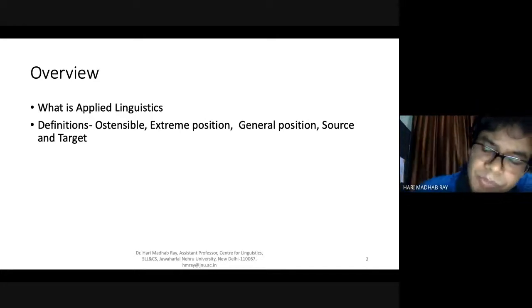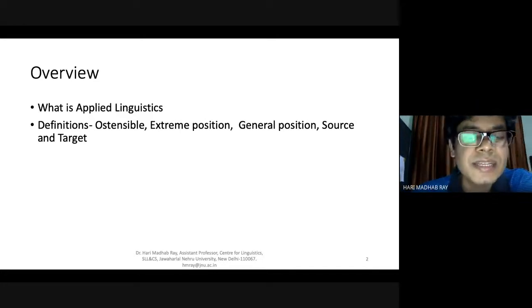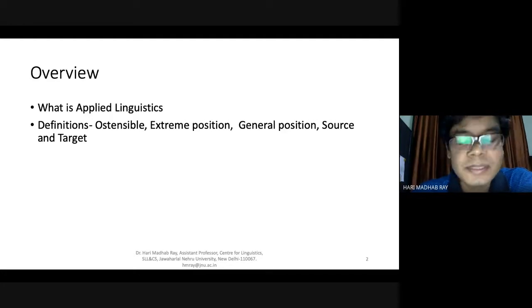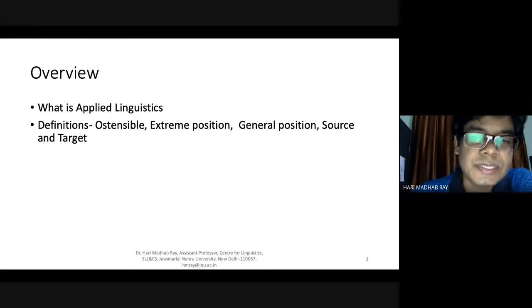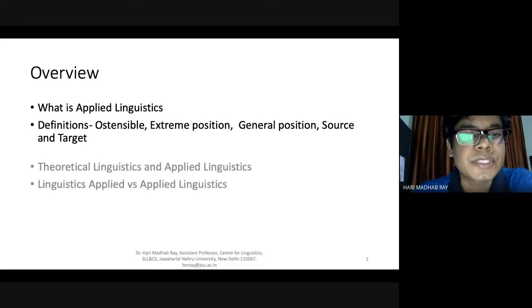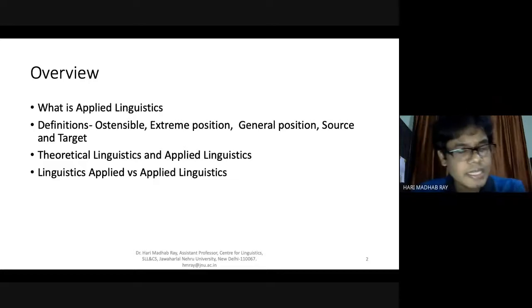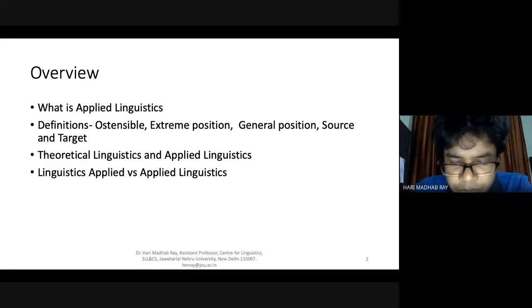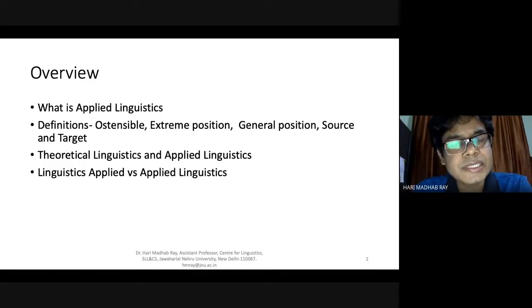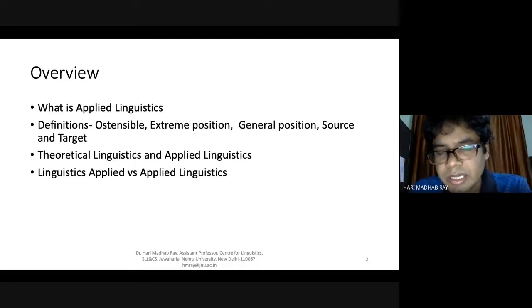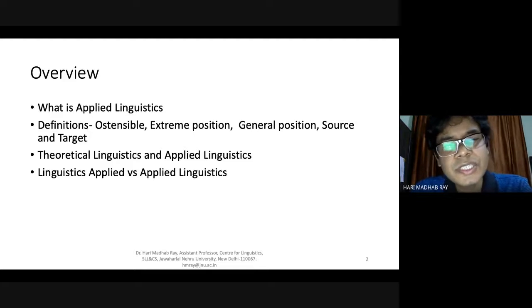So quickly we'll see all these definitions, the survey of applied linguistics, and what the practitioners of applied linguistics say about applied linguistics. Next, we'll try to see the kind of input applied linguistics gets from theoretical linguistics, and the distinction between theoretical linguistics and applied linguistics.